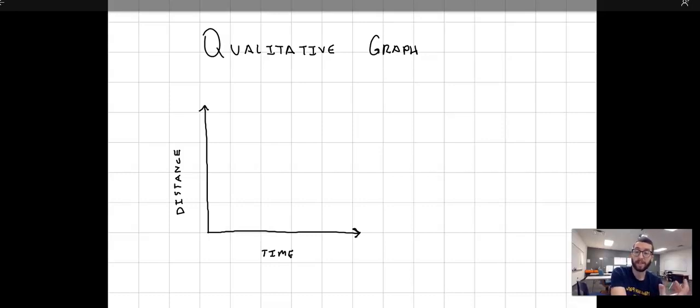Today we're talking about qualitative graphs. You may see it as a qualitative function. They're also sometimes called time distance graphs. And so what they are is they're a graph that tells a story. So there's not necessarily going to be numbers.